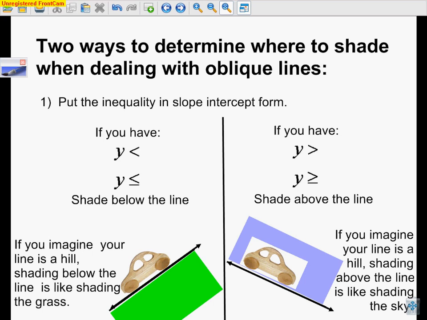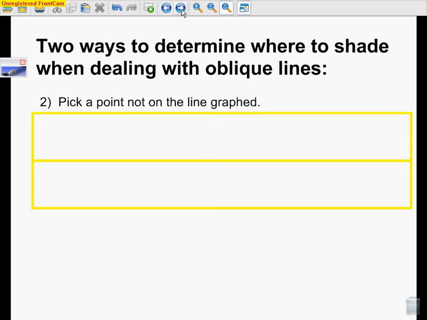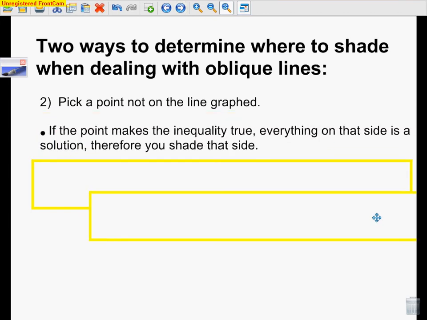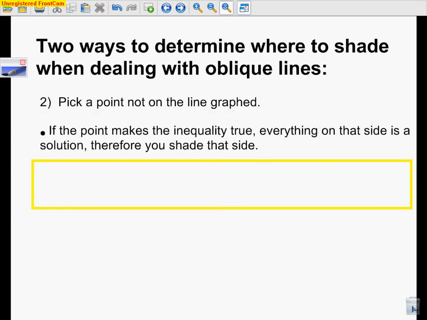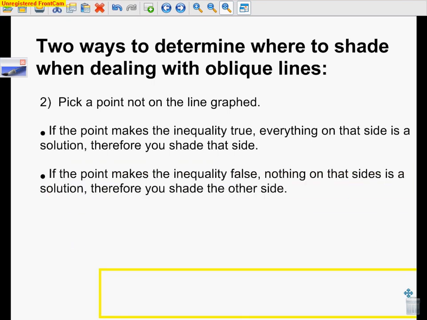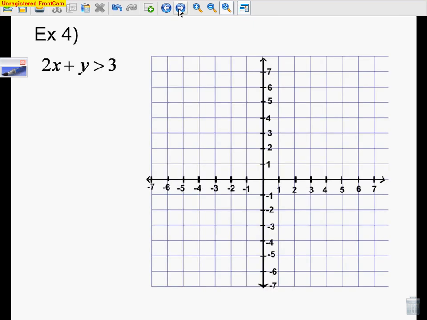The second way that you could determine where to shade your oblique lines is pick a point not on the line graphed. If the point makes the inequality true, meaning you plug in the values of that point and everything in the inequality is true, everything on that side is a solution, therefore you shade that side. If the point makes the inequality false, nothing on that side is a solution, therefore you shade the other side. And we're going to show you some examples of that.